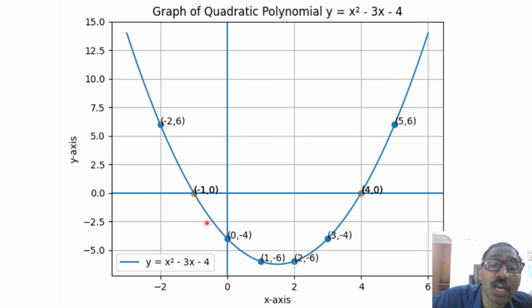So we say x equal to minus 1 is a 0 of the polynomial, and x equal to 4 is also a 0 of the polynomial. So how many zeros does the given quadratic polynomial have? 2 zeros. Minus 1 is one 0, and 4 is another 0. We will go to the next slide.